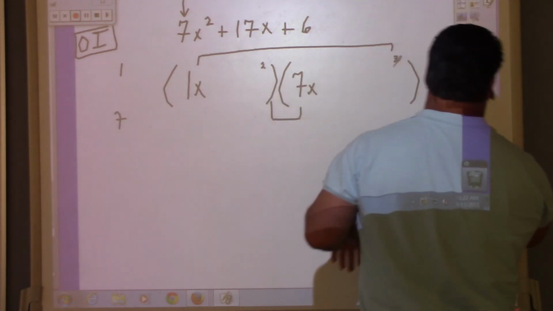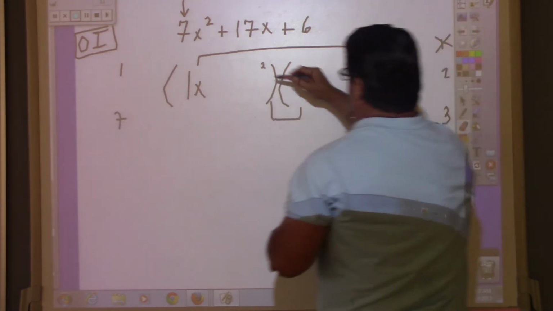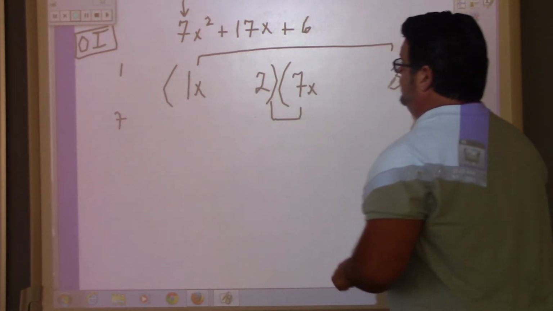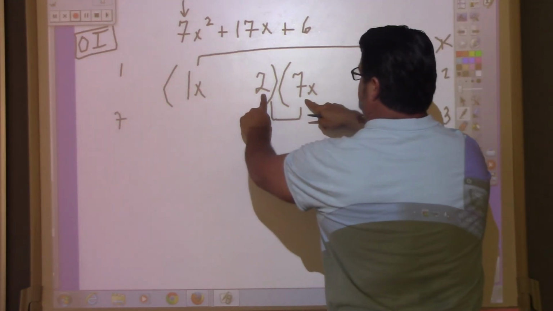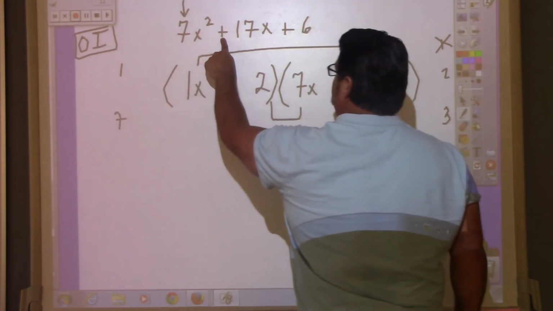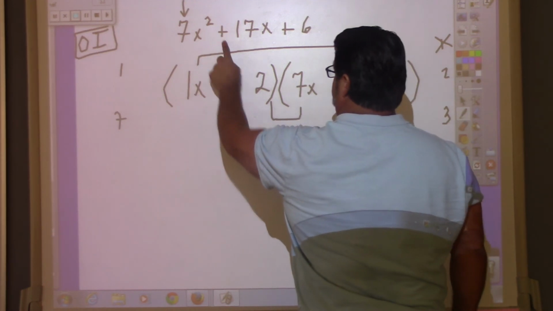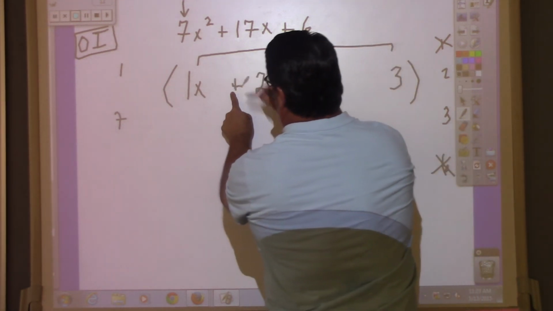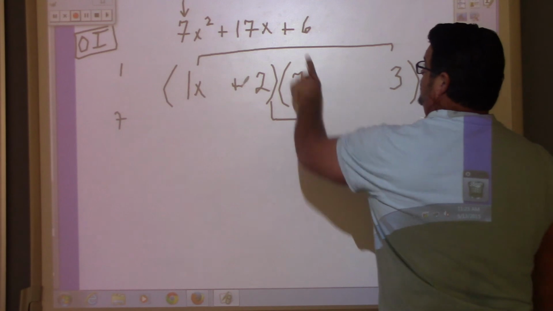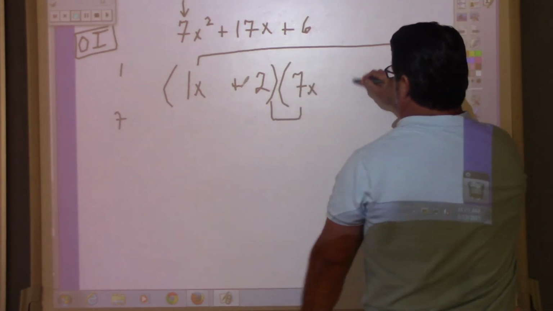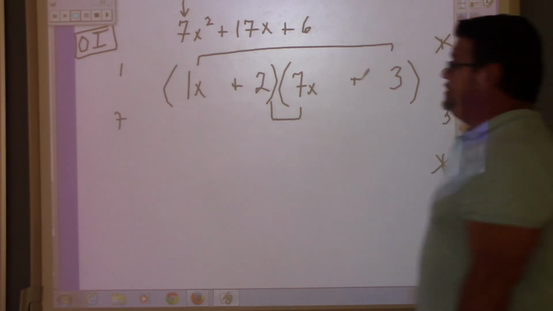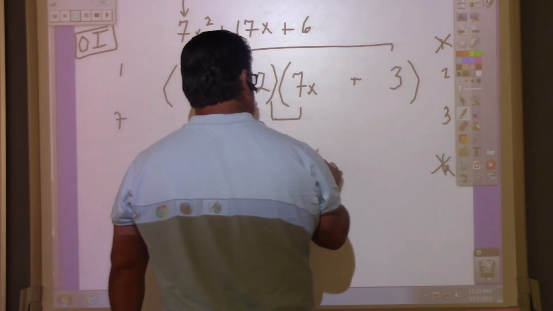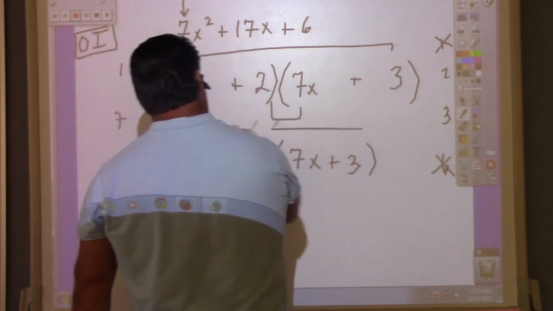So if it ain't broke, don't fix it. Don't change it. Put a 2 here and a 3 here. And that will give you your 3 and 14. What does this sign tell you? The biggest number has to be positive. Which one's bigger, 14 or 3? 14. Well, you can't put a positive right here, so you got to put it right there. And what does this tell you? Like or unlike? Like. And you're done. So your answer is x plus 2 and 7x plus 3, and you feel good about yourself.